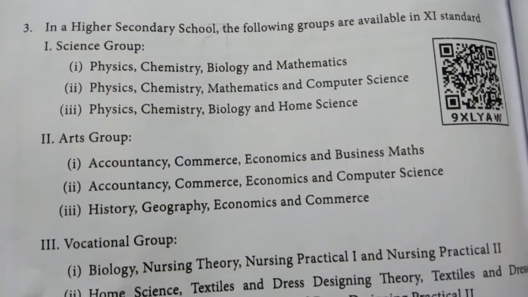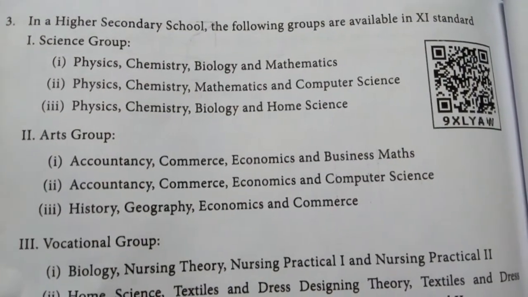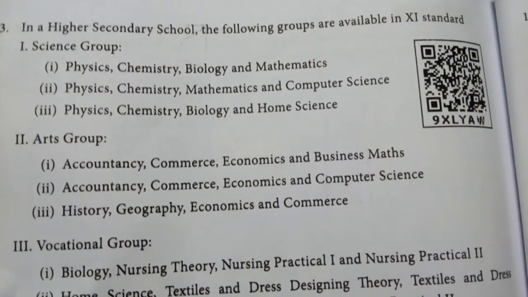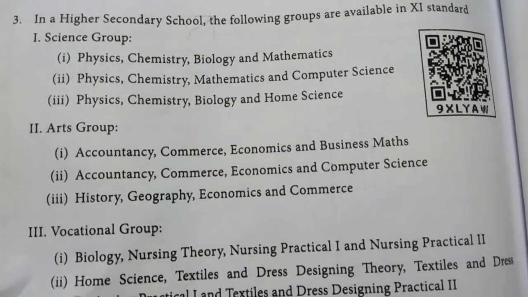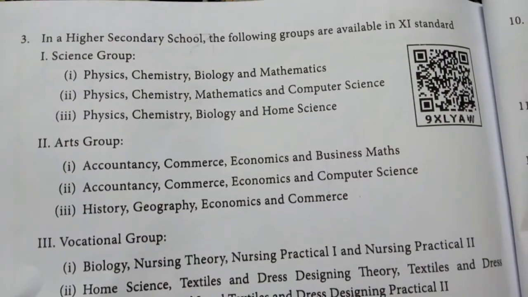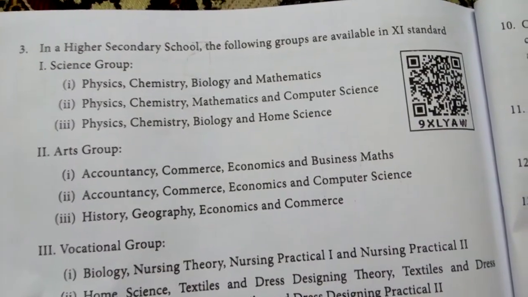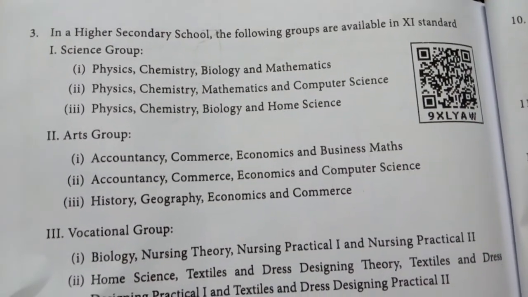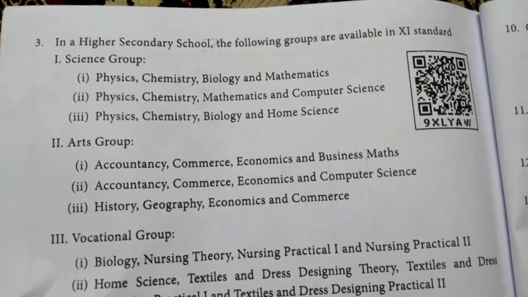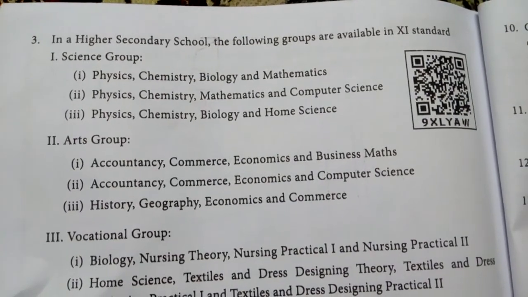Third question. In a higher secondary school, the following groups are available in 11th standard. The first one is the science group, which has 3 types of groups in that. Since you are in 8th standard, after 10th you are also going to choose any one of these groups, so better you understand it. The first one is the science group. It contains physics, chemistry, biology and maths. Optional, that is Tamil and English should be included with that.